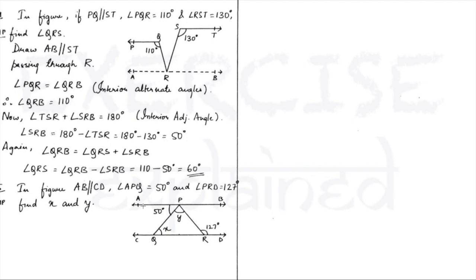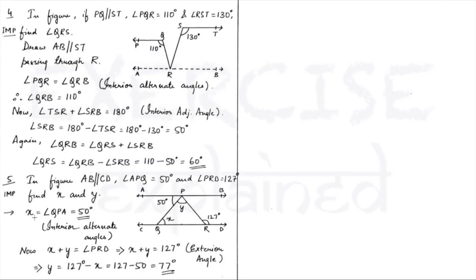Now we need to consider one thing here. AB is parallel to CD. So can we tell APQ is equal to PQR? Yes, we can. So you can see I have written X is equal to angle QPA is equal to 50 degrees, since this angle and this angle over here are interior alternate angles. Once we get the value of X, things become simple for us.